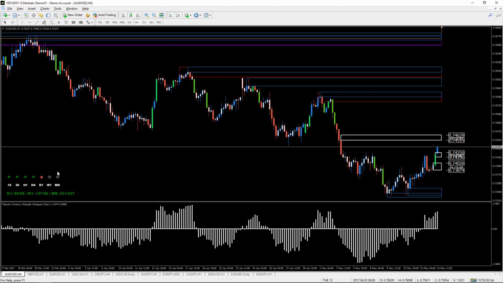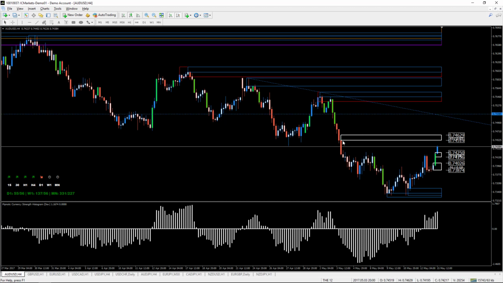So that's what we have there. So assuming that we did get in around here, one of these two areas, we would want to be out when price gets around here, so around the 7,500 area.